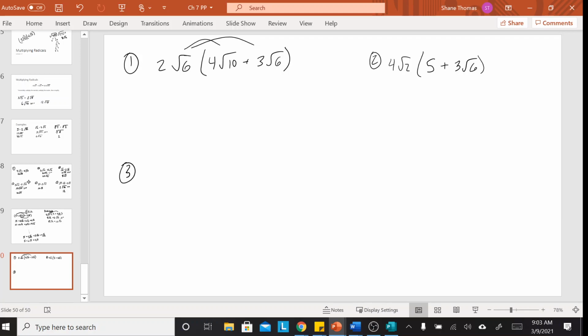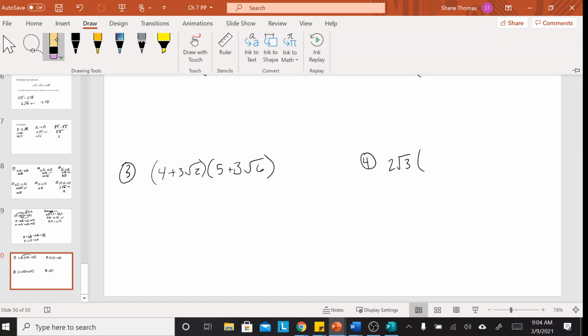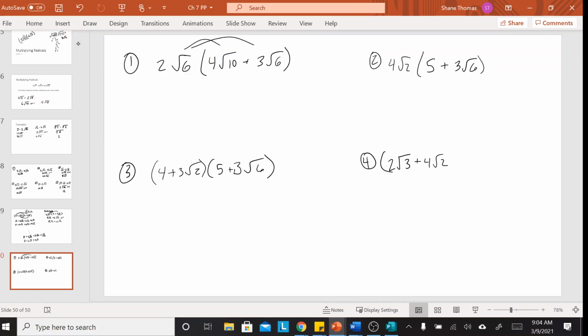Yes. 2 root 6 to each term inside. Yes. Simplify anything you can then. Yes. Okay. There you go. First two are distribution, second two are FOIL.